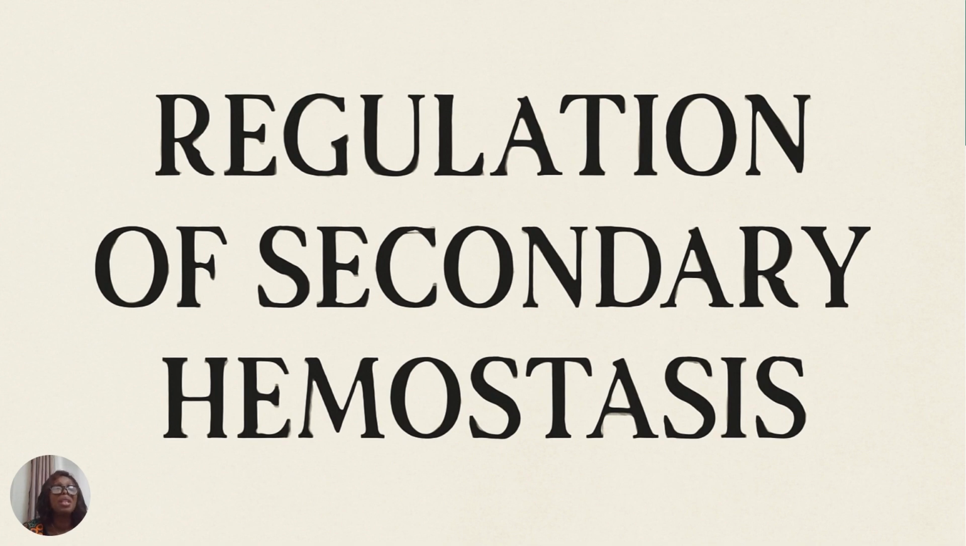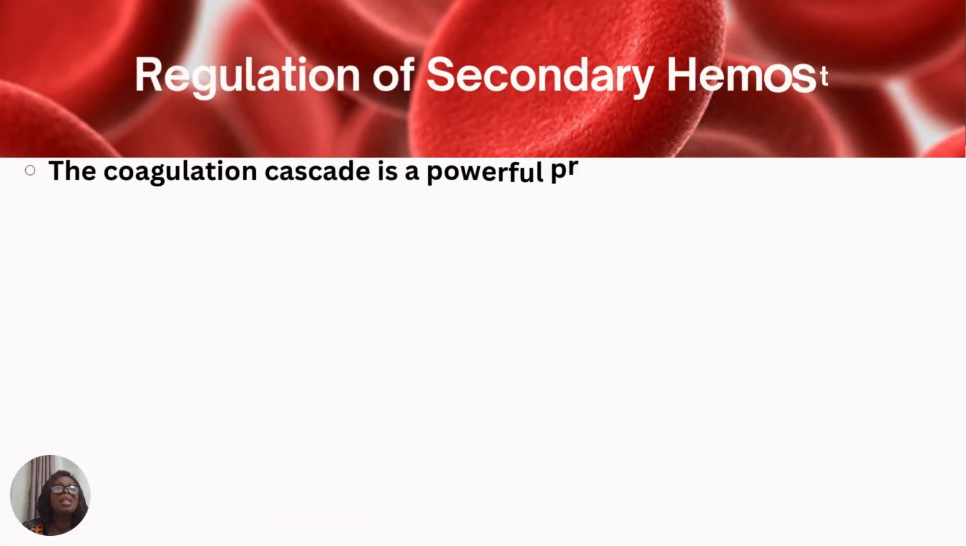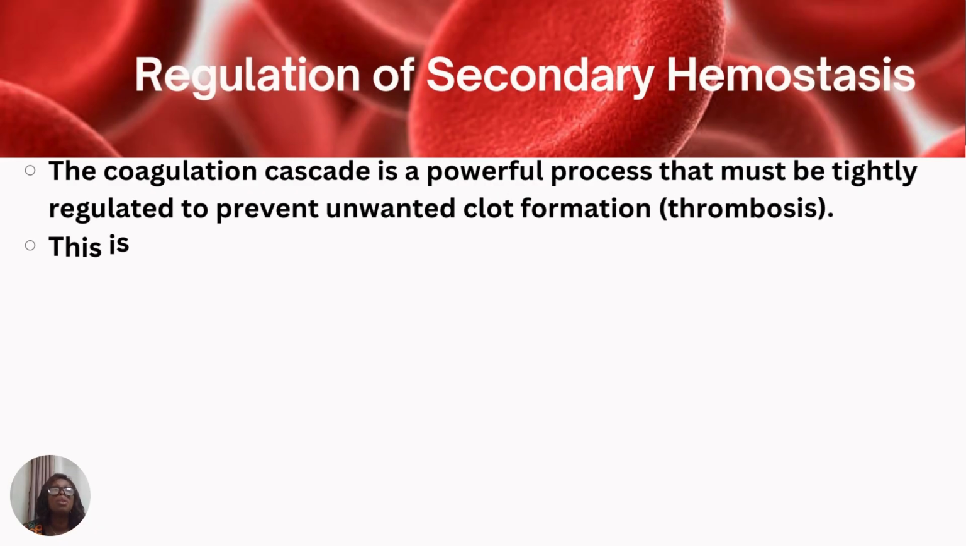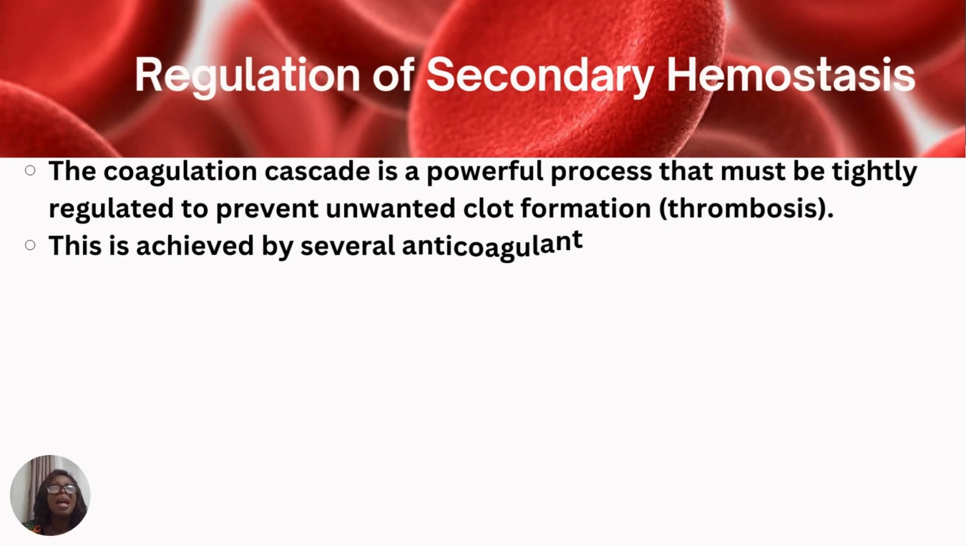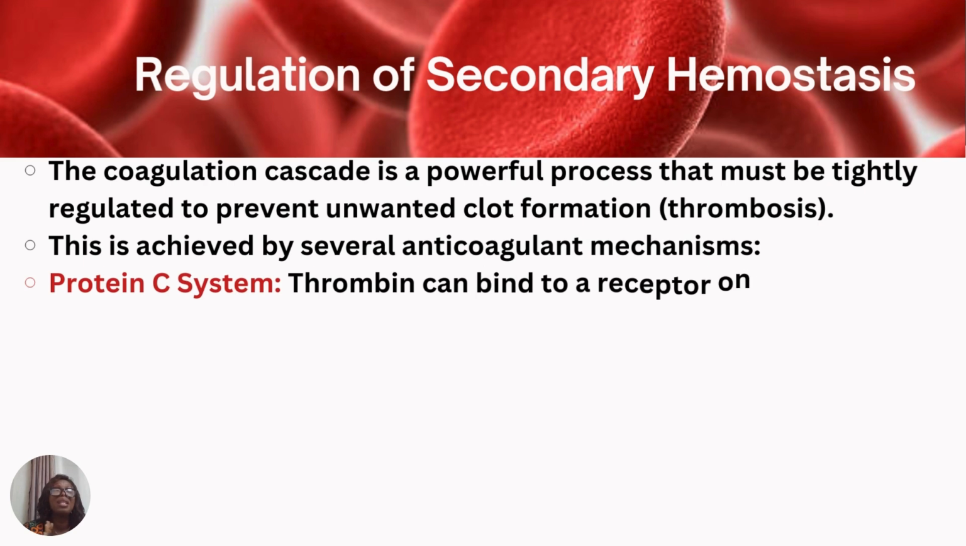Now, regulation of secondary hemostasis. Secondary hemostasis is tightly regulated so that this process does not escalate, cause injury and do things it's not supposed to do. The coagulation cascade is a powerful process that must be tightly regulated to prevent unwanted clot formation, that is, formation of thrombosis. This is achieved by several anticoagulant mechanisms.